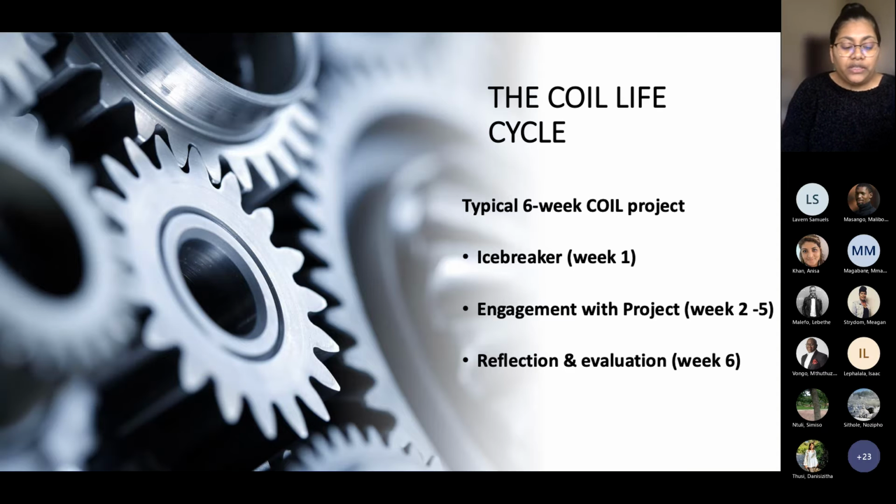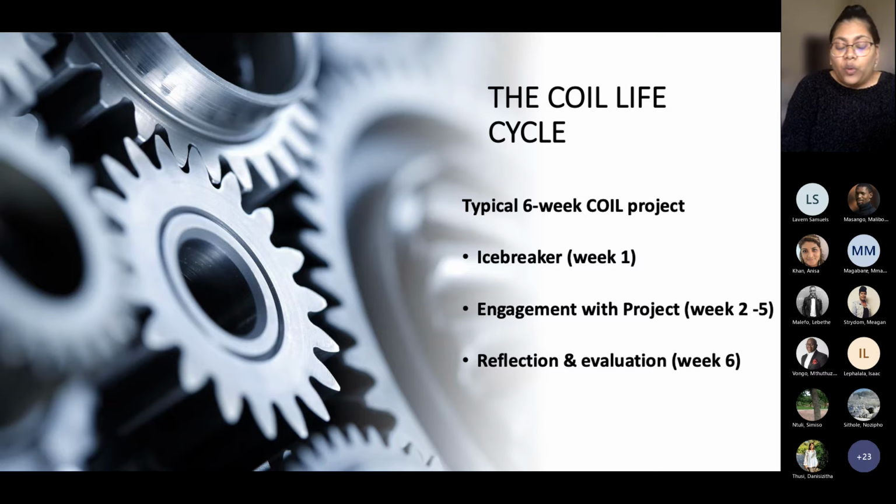A typical COIL project usually runs between 4 to 6 weeks. You can have a shorter project, which you would call a mini COIL project. It is a project that occurs within a module or a course as one of the teaching and learning activities used to achieve learning outcomes. Week 1 would include your icebreaker and introductions, including introduction to COIL, introduction to the project, the different activities and what is expected from students, as well as introductions between the groups.